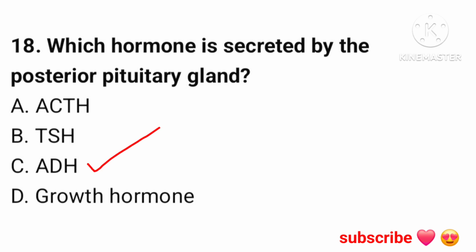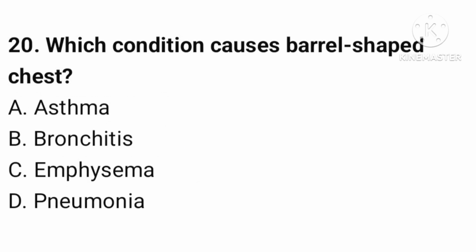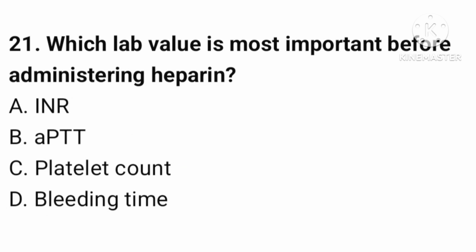Correct option is C. Which electrolyte imbalance causes muscle twitching and seizure? Correct option is B. Which condition causes barrel-shaped chest? Correct option is C. Which lab value is most important before administering heparin?